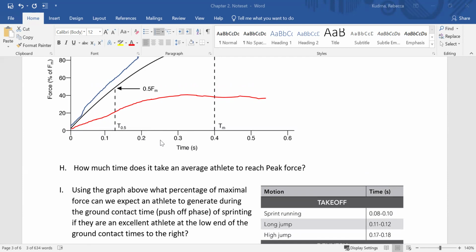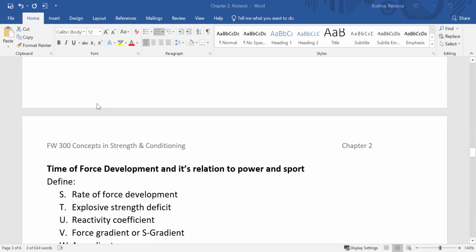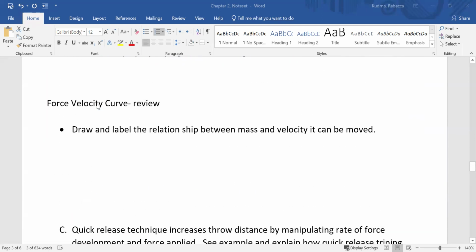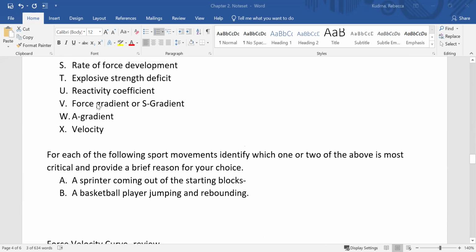Now notice here, 0.08 to 0.1. When sprinting, you are not even getting up to an average for most people. You're not even getting to 50% of your maximum force. You're moving so fast, your foot is only on the ground long enough to go from no force to this much force. And so that is the challenge, to get athletes to have higher rates of force development so that they can move faster, so they can push into the ground faster, so that they can jump higher, etc.